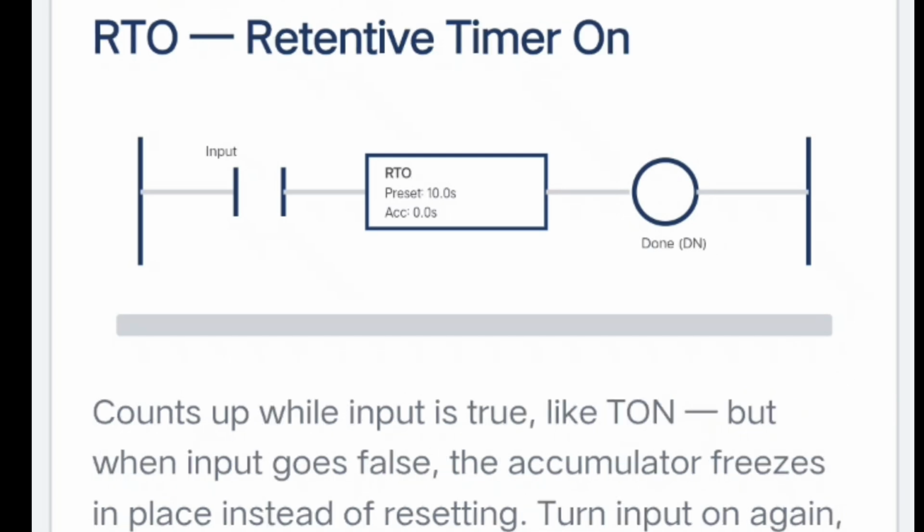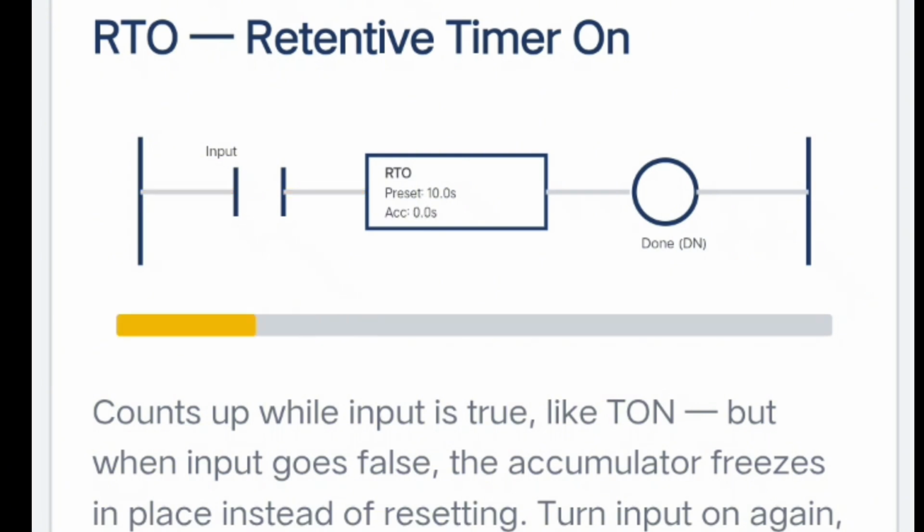RTO, retentive timer on, behaves like TON in one way: it counts up while the input is true. But if the input goes false, the accumulated value doesn't reset to 0, it holds right where it was. When the input goes true again, it picks up counting from that same point, not from scratch. Because of that, an RTO needs a separate reset instruction, otherwise that accumulated time could sit there indefinitely, even across power cycles on some platforms.